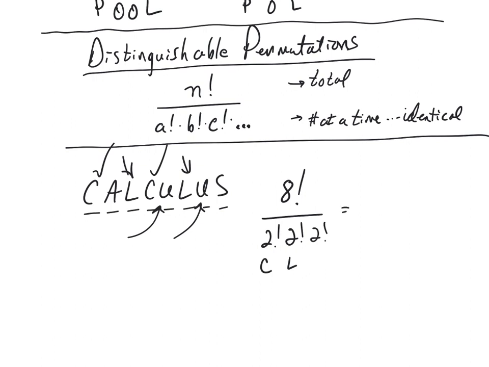And when we punch each of these out, 8 factorial, I believe, is 40,320. Each of the 2 factorials is 2. What we'd end up with then is, let's see, 40,320 divided by each of those 2's would then give us 5,040 distinguishable permutations.